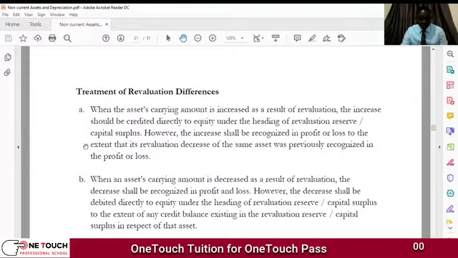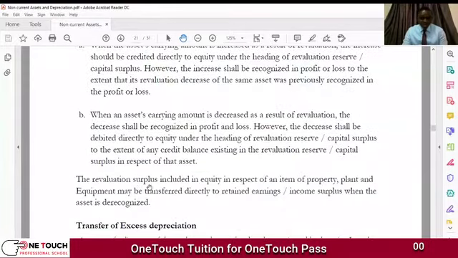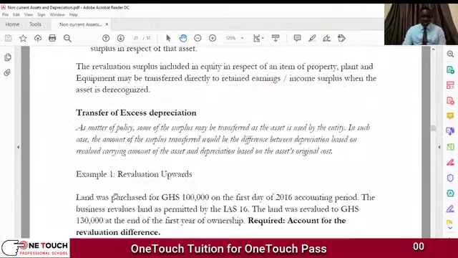Okay, good. Now, the revaluation surplus included in equity in respect of an item of property, plant, and equipment shall be transferred directly to retained earnings or income surplus when the asset is what? Derecognized. When the asset is derecognized. Now, as a matter of policy, some of the surplus may be transferred as the asset is used by the entity. In such a case, the amount of surplus transferred would be the difference between depreciation based on the revalued amount of the asset and depreciation based on the asset's original cost. Okay, we will discuss this also later. Good.